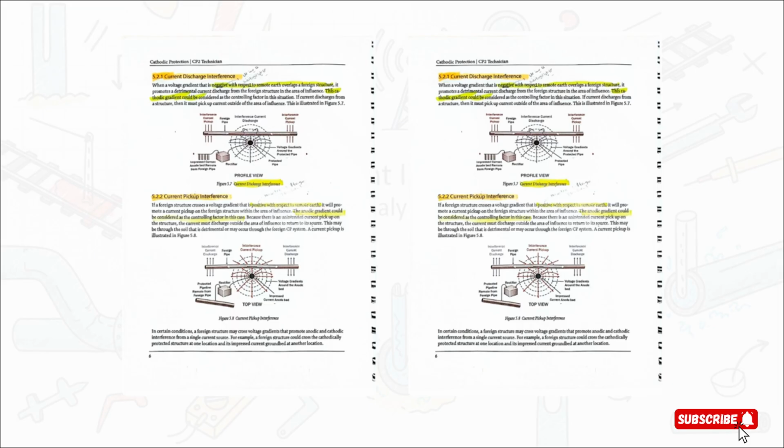Now look at the right. This is current pickup. Their protected pipeline is so negative that it's actually pulling current onto our pipe. Now at this pickup spot, we're okay. But here's the kicker. For every electron that gets on, one has to get off somewhere else. And our job is to find that somewhere else, because that's our new corrosion hotspot.